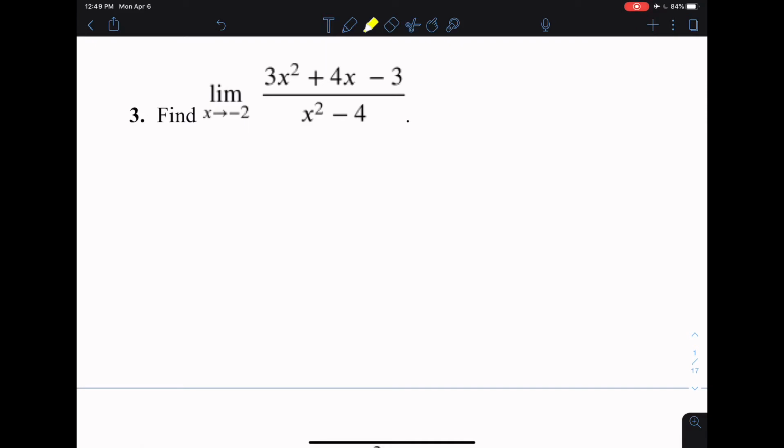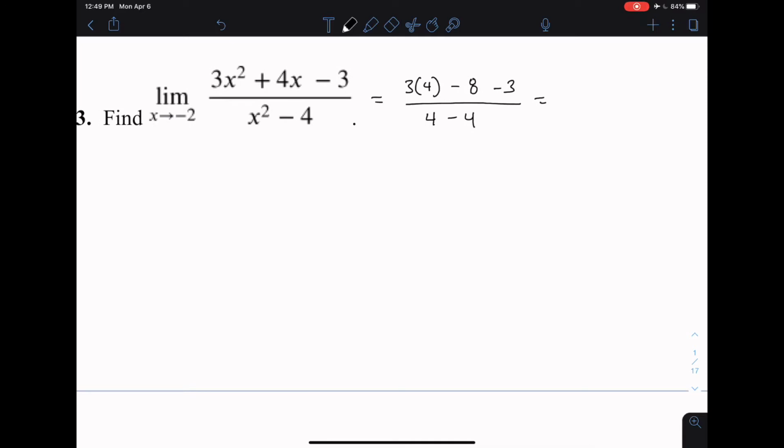Let's try this. Why don't you try pausing the video and working ahead of me. So step 1, we'll always start by just plugging it in, right? Negative 2 squared is 4. 4 times negative 2 is negative 8 minus 3. All over negative 2 squared gives me 4 minus 4. So let's see. In the numerator, I get 12 minus 8, which is 4 minus 3, all over 0.